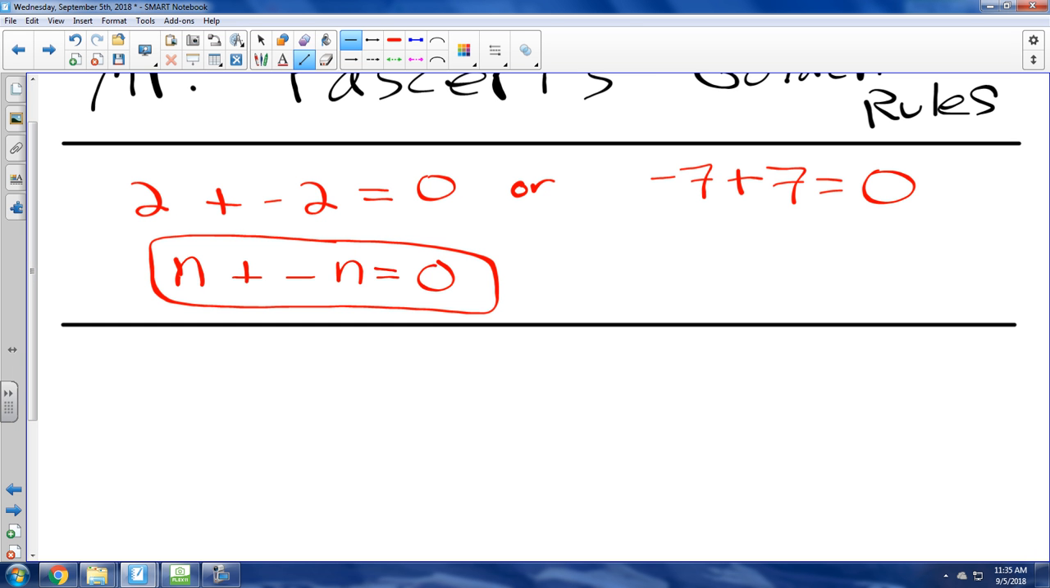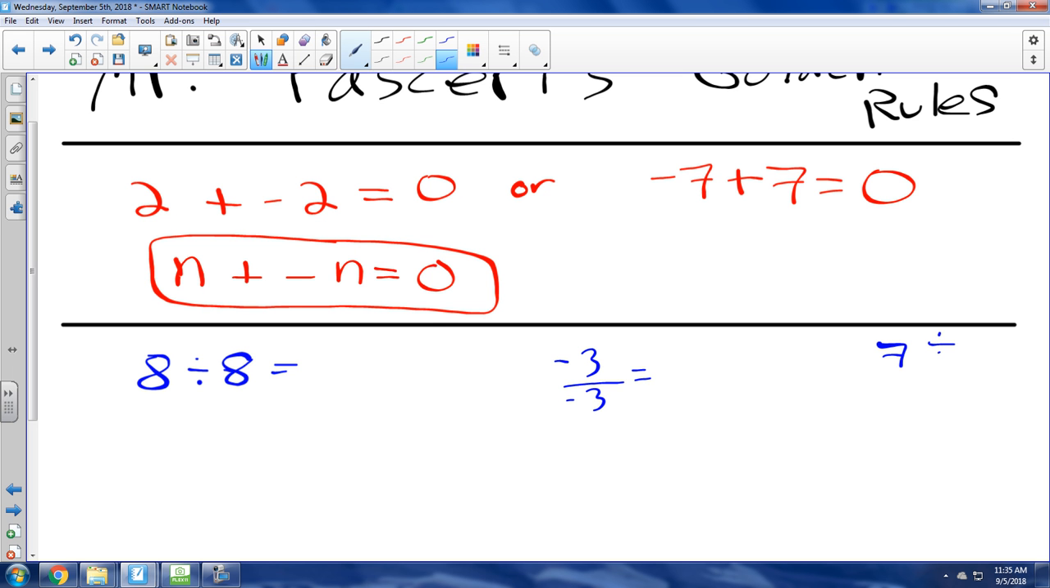Well, let's say you have 8 divided by 8. What is that going to equal? Or if you have negative 3 divided by negative 3, or even, let's make it 2.7 divided by 2.7. Okay? Let's go crazy here. What are the answers to these problems?